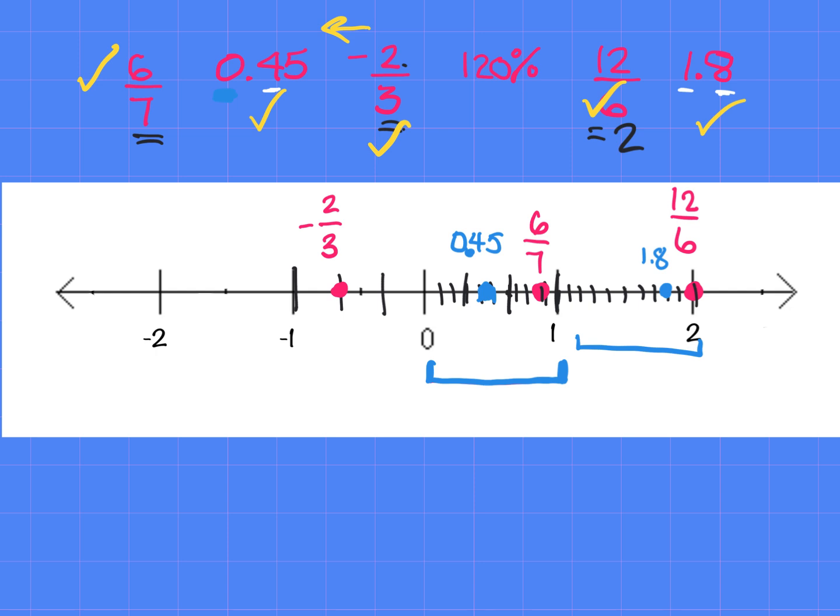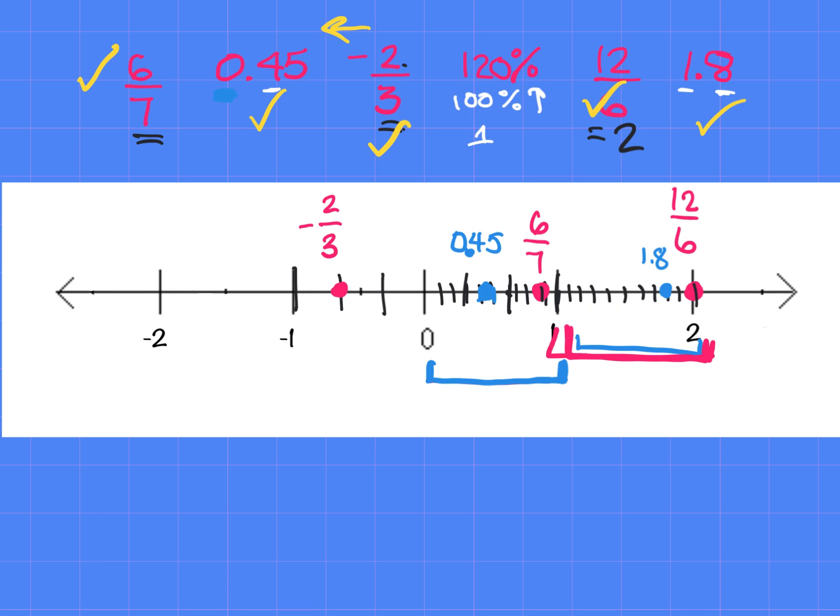Last one, which is percentages. Now we notice, as I said earlier at the intro, we have 120%. That means that we have a value that is greater than 100%. And since it's over 100%, that means that we are over one whole because 100% represents one whole. So again, this means that we are in the section between 1 and 2. All right, so we're in this section here, 1 and 2.